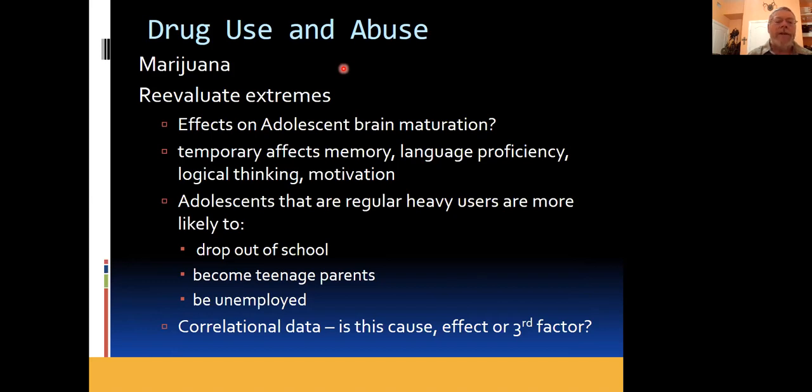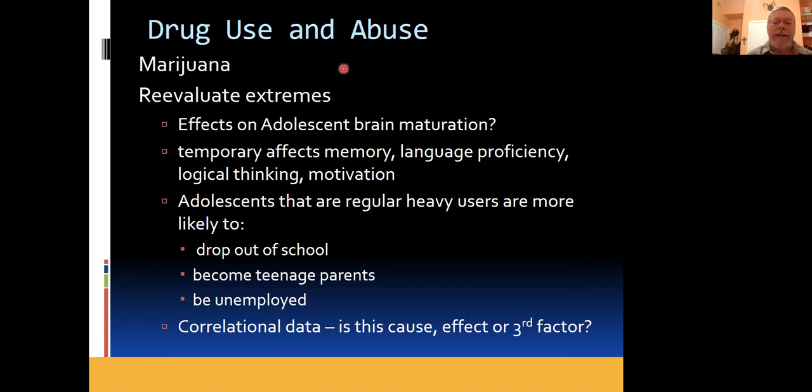We do know that marijuana does have some temporary effects on memory, language proficiency, logical thinking, motivation. So obviously, if one is using it heavily, this might interfere with education and so on. In fact, they found that regular heavy users, those using it numerous times a day, were more likely to drop out of school, become teenage parents, or be unemployed.